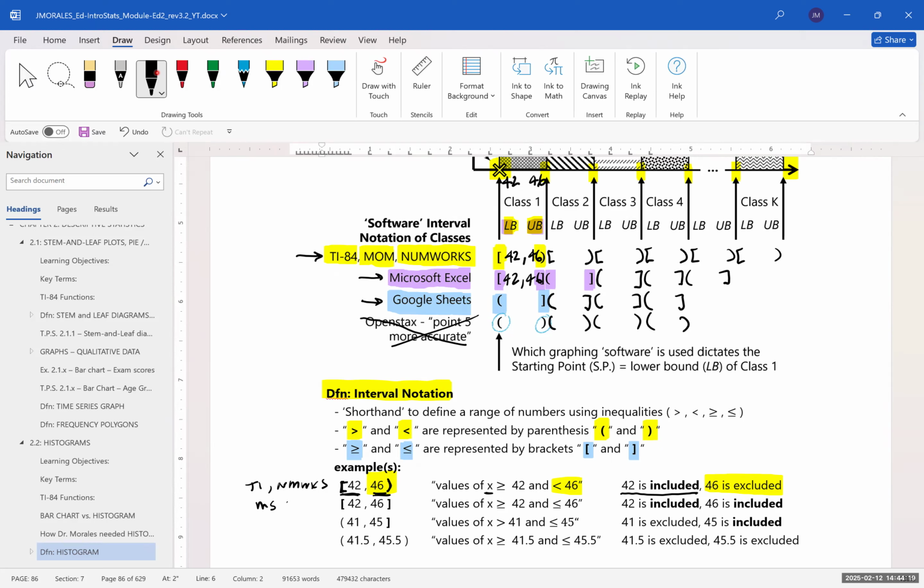Next would be Microsoft Excel. If you remember, Microsoft Excel uses brackets. So this means datums that are greater than or equal to 42 and less than or equal to 46. That would include datums that are 42, and datums that are 46 would be included in this interval.